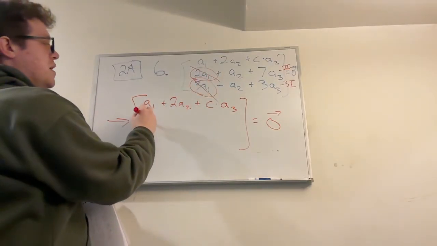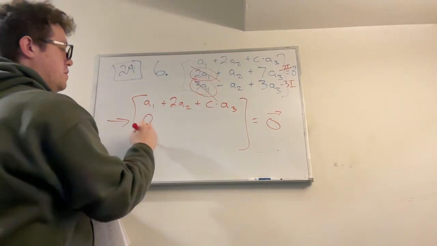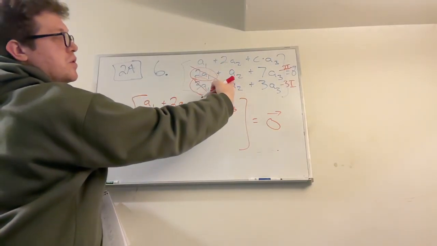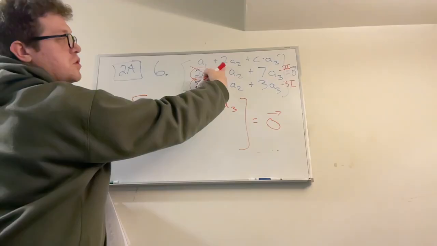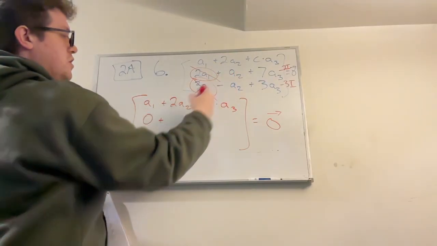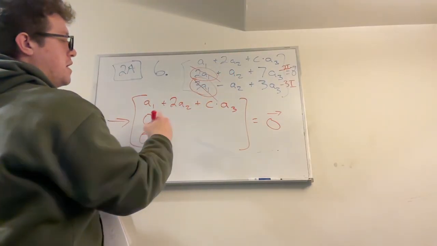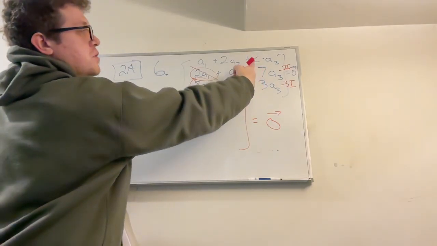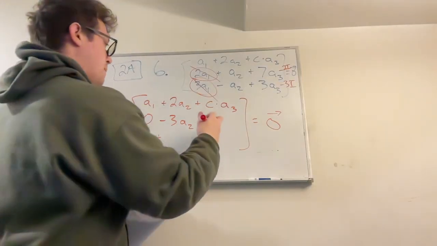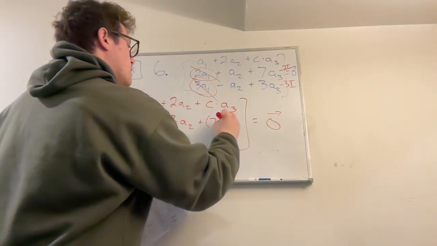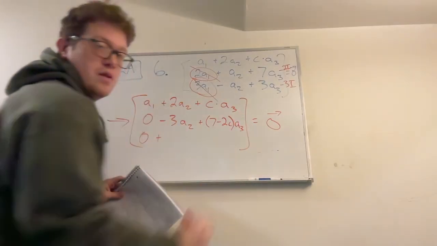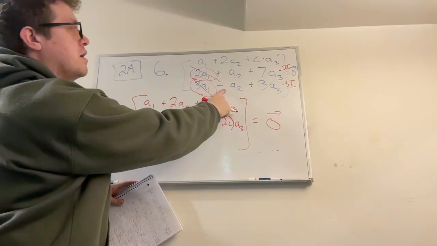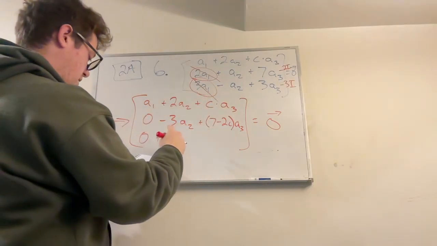This becomes 0a1, so 0. Then 1a2 minus 2 times 2 is 4, so 1 minus 4 is -3. And then 7 minus 2c, right, that's what I had, times a3. And then the last one is -1 minus 6, so it becomes -7.